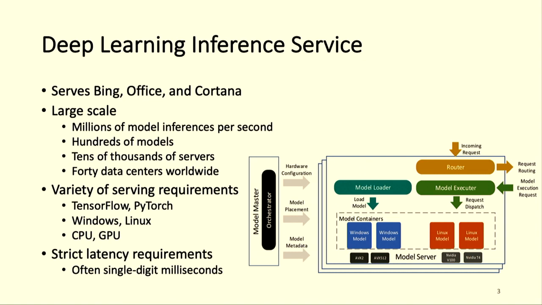This is why we introduced the aptly named Deep Learning Inference Service, which serves models for Bing, Office, and Cortana. Currently, we serve millions of model inferences per second across hundreds of models and tens of thousands of servers in over 40 data centers worldwide. One of the key design components is that we want to promote data scientist agility. Data scientists all come in with their own favorite frameworks and requirements, so we support popular frameworks such as TensorFlow and PyTorch. We run models on both Windows and Linux, across CPU and GPU, all running on Azure. And because the service is called from very high-scale platforms, we have really strict latency requirements, often single-digit milliseconds.